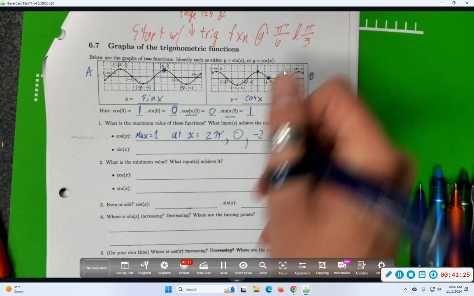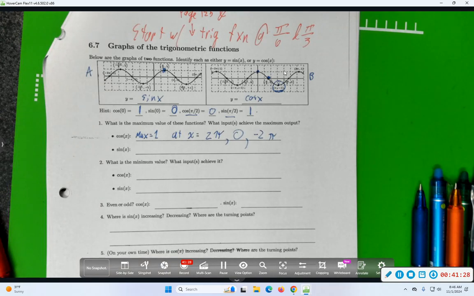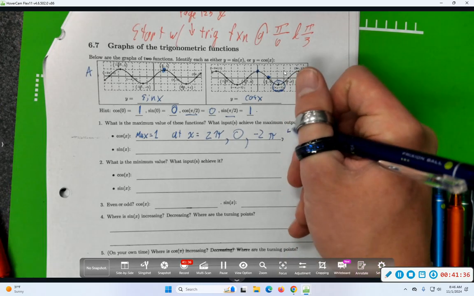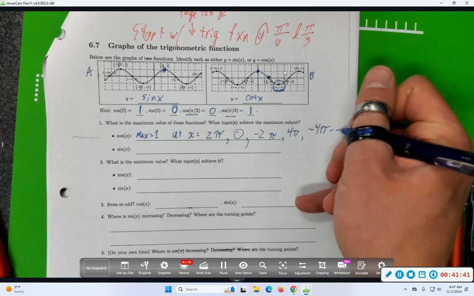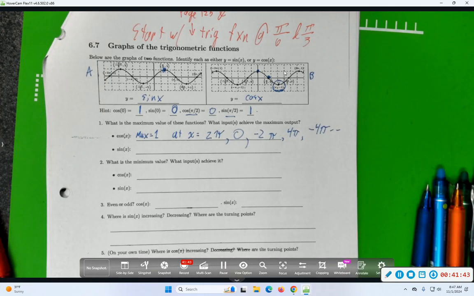Are there any values that you don't see on the graph because it stops too soon? What's another x value that'll give you that maximum? I think 4 pi will do. It'll get you back up to that peak. Maybe also negative 4 pi. And it looks like maybe there's a pattern there. Any even number times pi? How about sine?